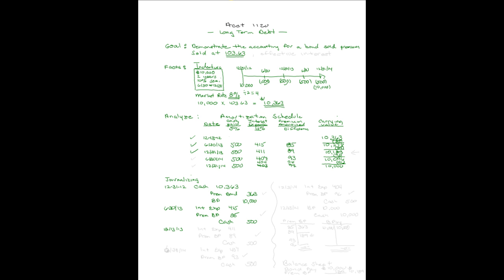12/31/13. Interest expense is going to be $411. We're going to amortize out of the premium for bonds payable, $89, and we're going to write the check for $500.